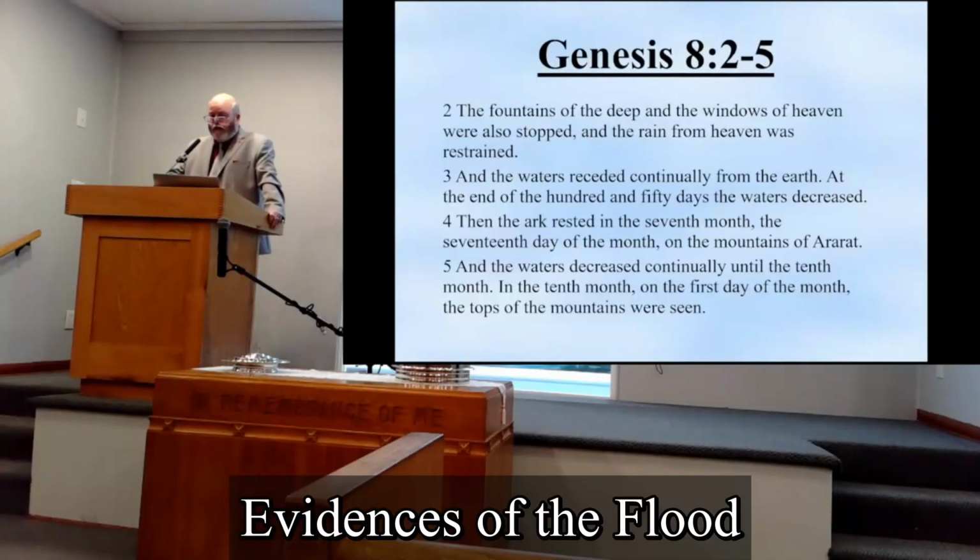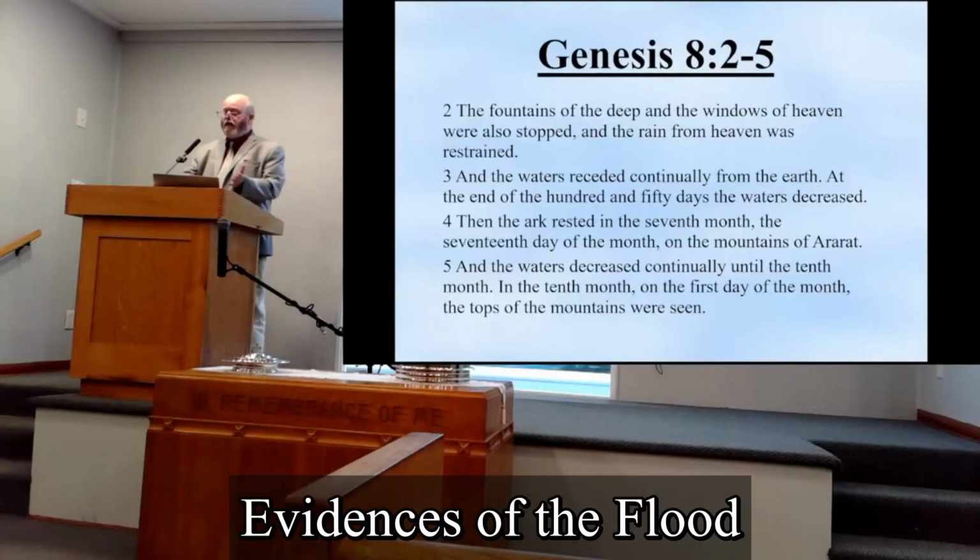At the end of the 150 days, the waters decreased. Then the ark rested in the 7th month, the 17th day of the month, on the mountains of Ararat. And the waters decreased continually until the 10th month. In the 10th month, on the first day of the month, the tops of the mountains were seen.